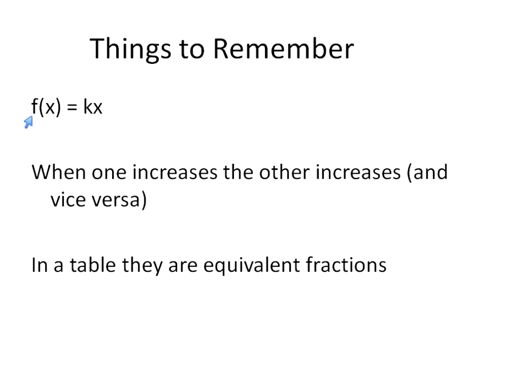We're going to see some other types of variation, so be careful. This direct linear variation is when you multiply your constant times your x value, and then you get an output. When one increases, the other increases, and vice versa. So the number of items you're buying and the cost, the number of hours you're working versus what you're paid, if you're working hourly, those are the types of real-life examples that have to do with direct linear variation. In a table, they are equivalent fractions. So those are the three points to remember when working with direct linear variation.